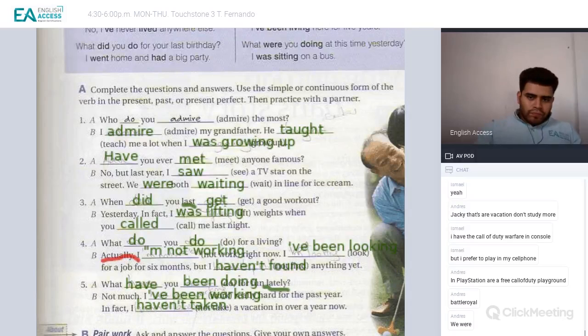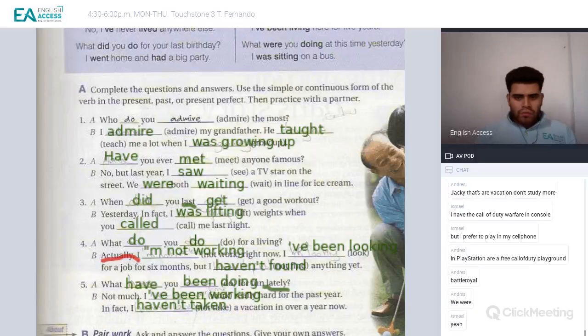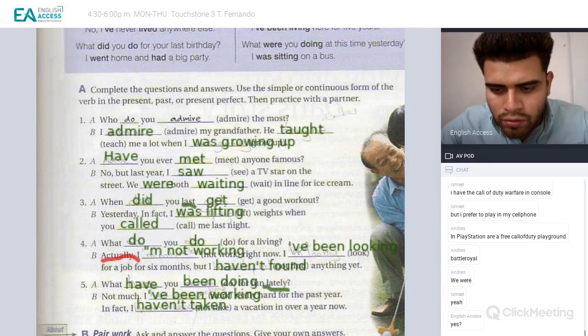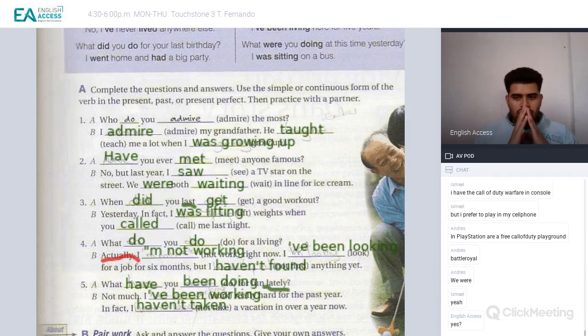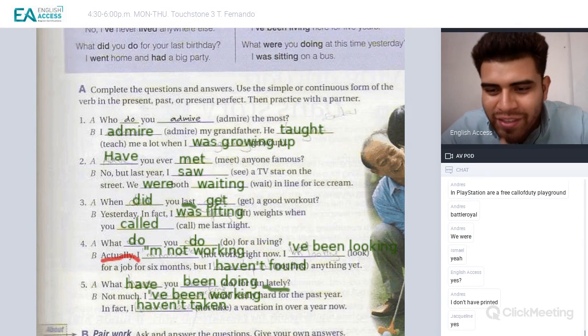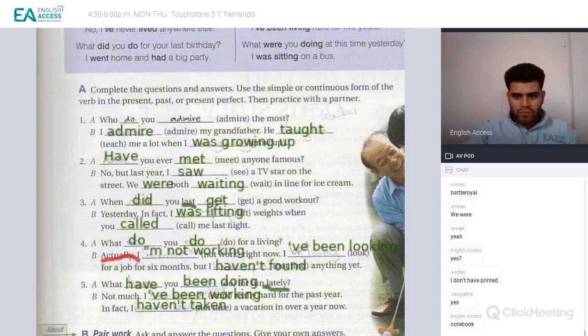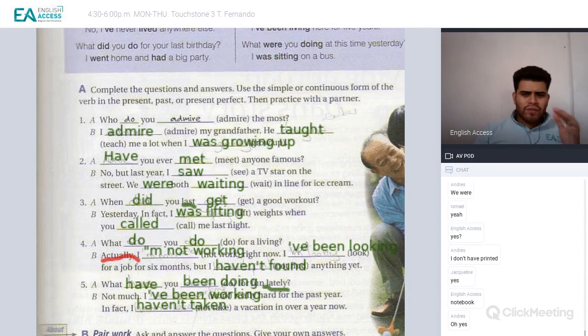All right. Now, everybody has a notebook? Yes. Hi, Ismael. Yes. No, man, not the student book, the notebook. All right. Yes, Andres, since you don't have the book yet, just take a screenshot or something. All right.